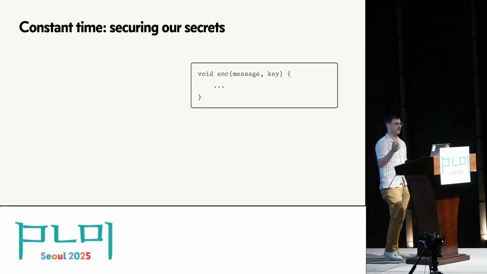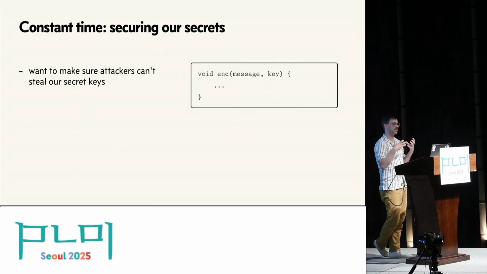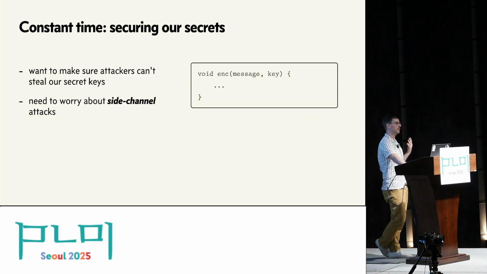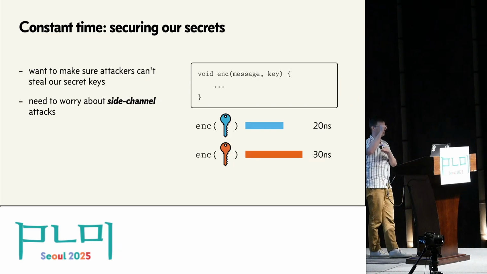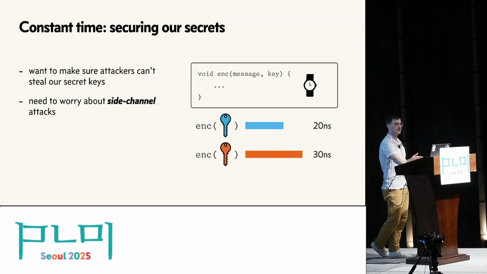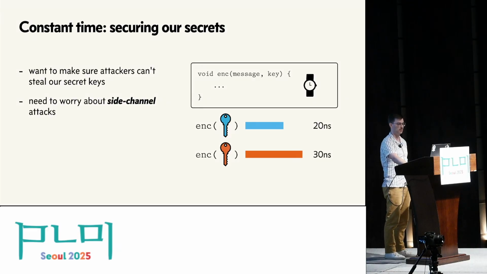Broadly, we can think of cryptographic code as having some message encryption and some secret key. But crucially, when this code is actually running, it is running on actual software and hardware. So we want to make sure attackers can't steal our secret keys, even if the cryptographic code itself works. To this end, we need to worry about side channel attacks. For instance, if this encryption function for two different keys ran in different amounts of time, then an attacker who can measure how long the function takes to run can figure out which key was input.